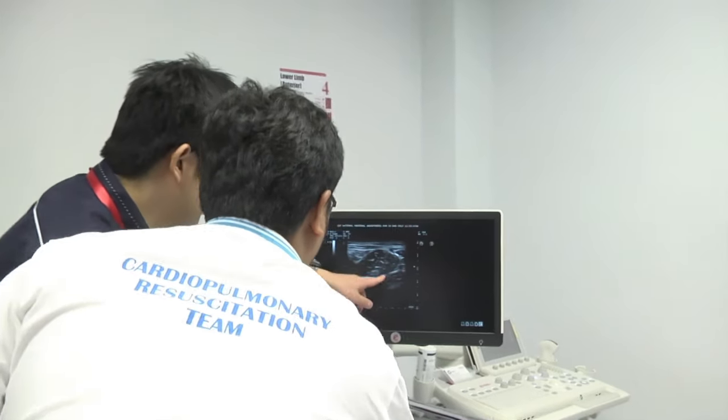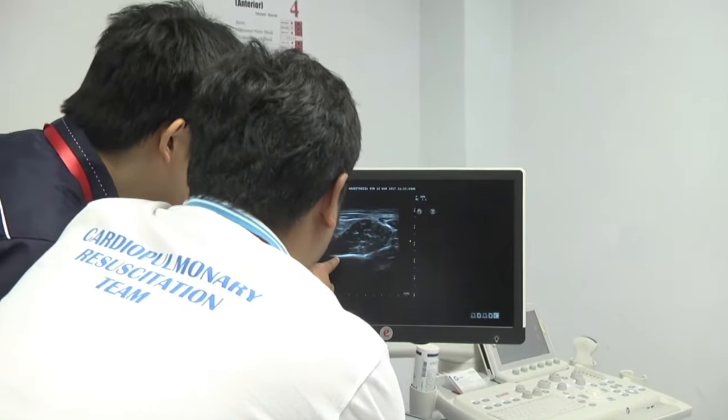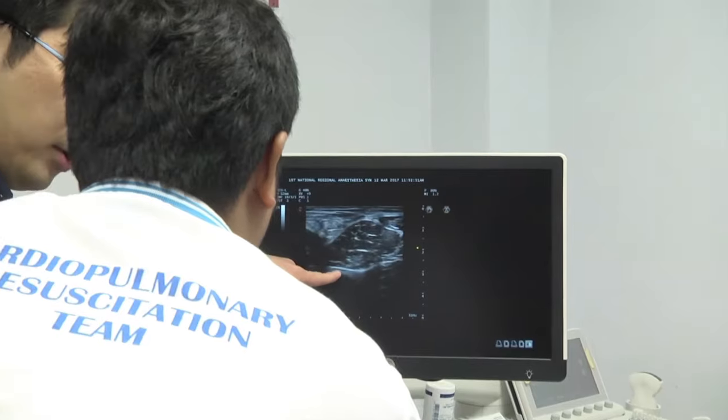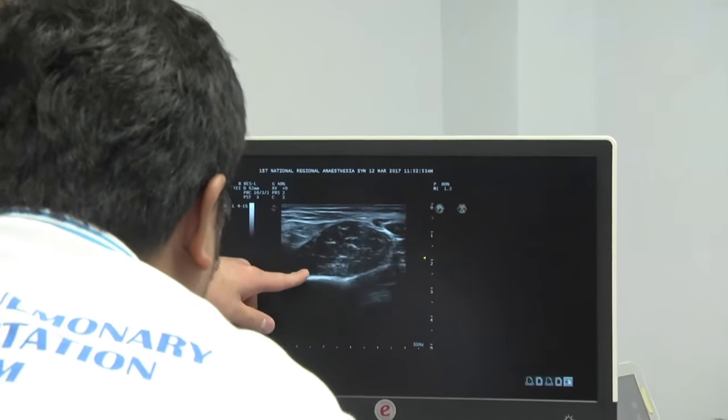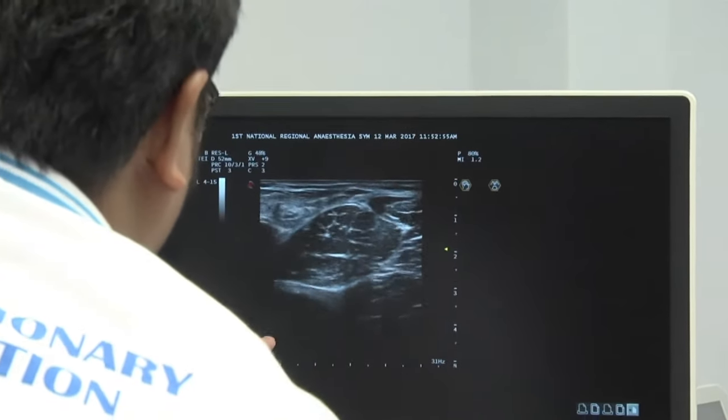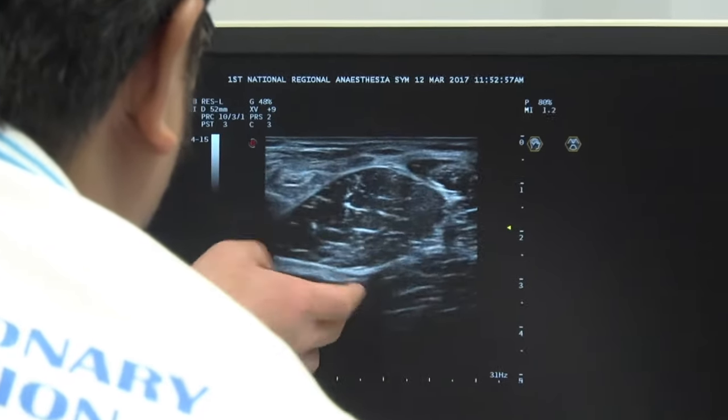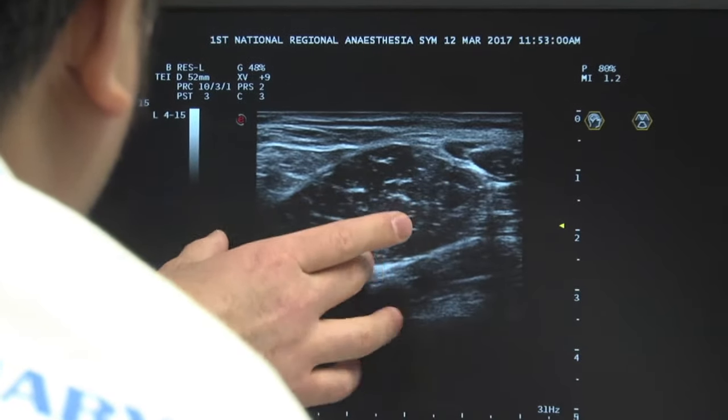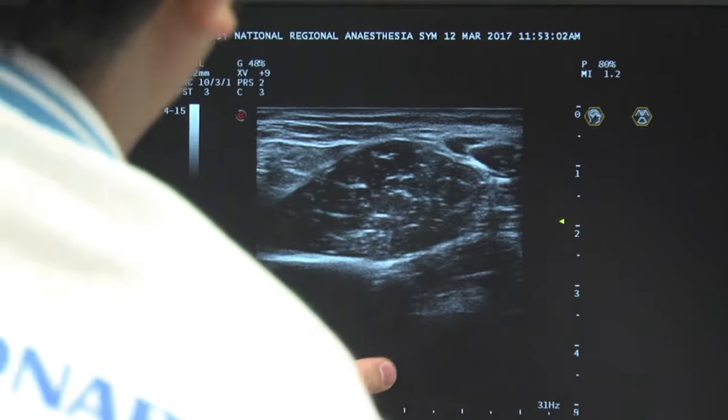Proximal approach. Yeah, here's a break. So here? Oh, this is a bone. This is the superior pubic ramus. Oh, okay. Because it is very thin, hyperechoic with acoustic shadow. So this is a bone.